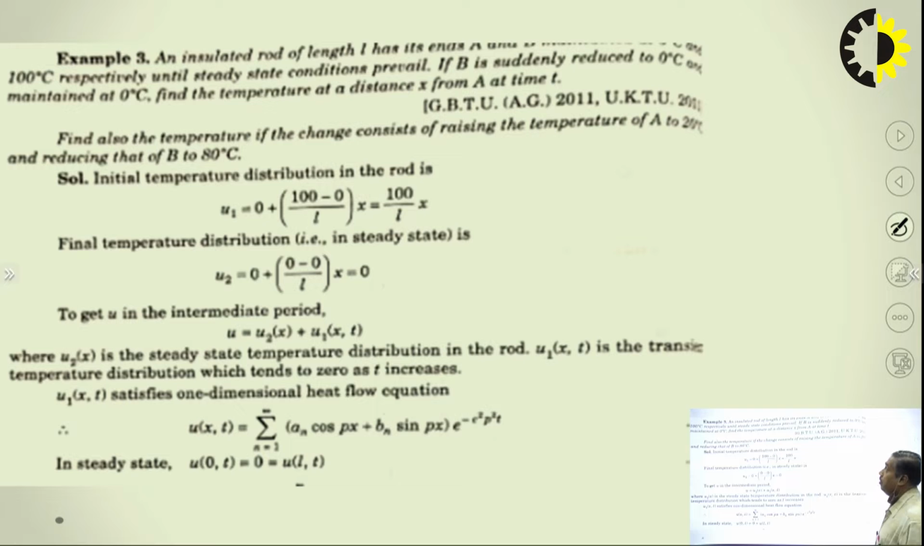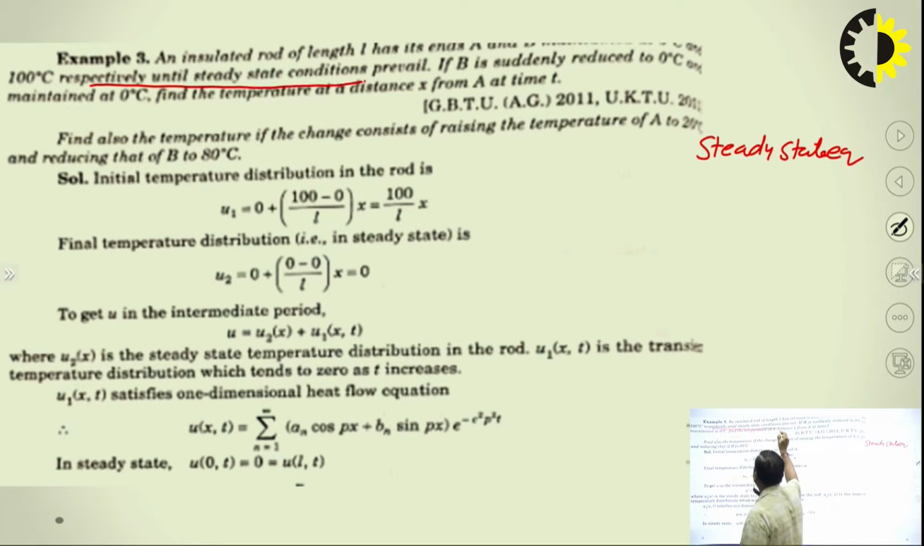Now let us take the example for the steady state equation. An insulated rod of length L has its ends kept at 0 degree centigrade and 100 degree centigrade respectively, until the steady state condition prevails. Then end B is suddenly reduced to 0 degree centigrade and maintained at 0 degree centigrade. Find the temperature at a distance x from the end at any time t. The second part is the case where the temperature changes, and the other end B is at 80 degree centigrade.